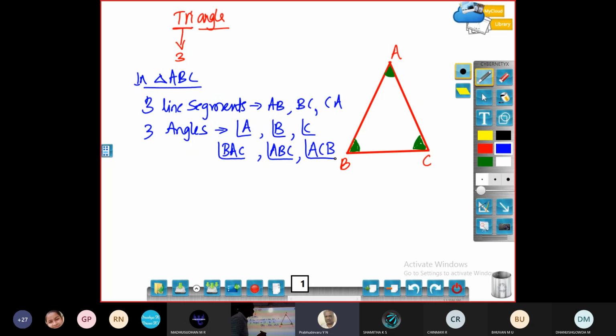Okay. So here it has three vertices. Vertices are the points of intersection of the line segments. So vertex A, vertex B, vertex C. Three vertices are there. Vertices is the plural form of vertex. We have three vertices, three angles, and three line segments.